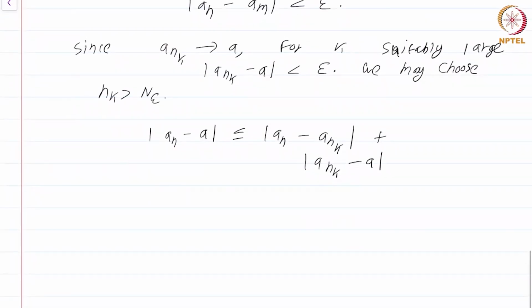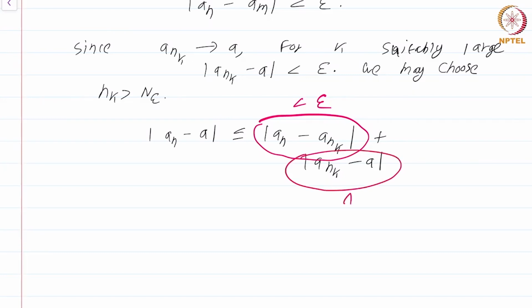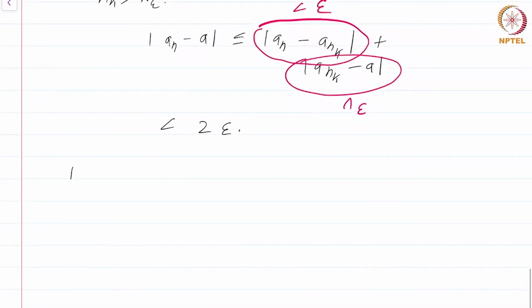Now the first term is certainly going to be less than epsilon simply because that's the way n_k has been chosen. The second term will also be less than epsilon because that's the way n_k has been chosen again. So this whole thing is less than 2 epsilon. So by the epsilon principle, we are done. So this shows that a Cauchy sequence is convergent.